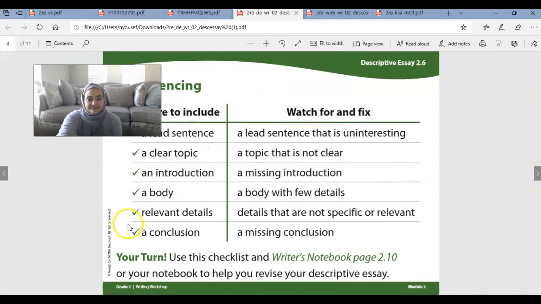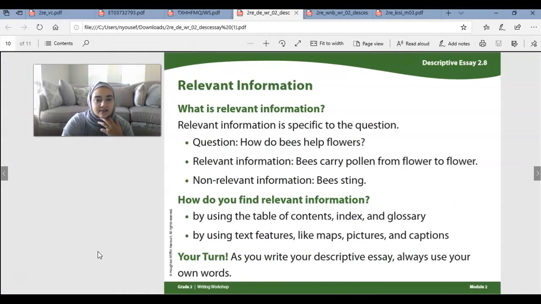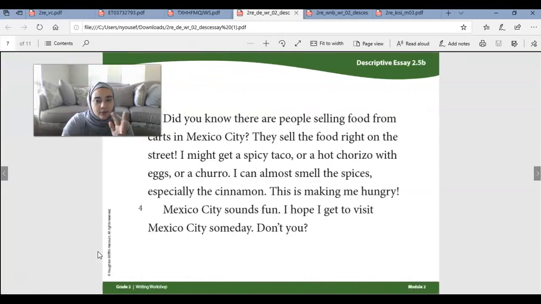Don't you? So he had a clear lead sentence. He had a clear topic. His lead sentence was, I've never been to Mexico City, but I'd like to. His topic is visiting Mexico City. He had a really good introduction. A body, that means he had a lot of details in there about the flowers and the smells of the food and the sightseeing, the things he'd like to do. And then he had a conclusion. Okay. So anyway, we'll look at the rest later.